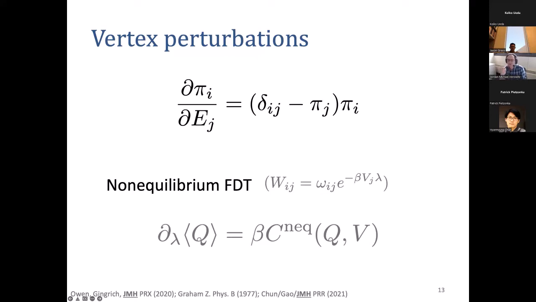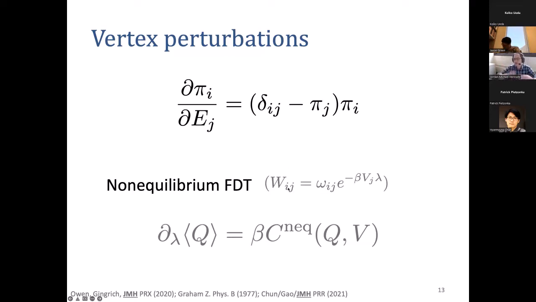What's surprising about this prediction is that this is exactly the response you would get if you perturbed an equilibrium Gibbs distribution that just depends on energies. If you perturb that just with respect to energies, it's exactly the same. It looks exactly equilibrium-like.